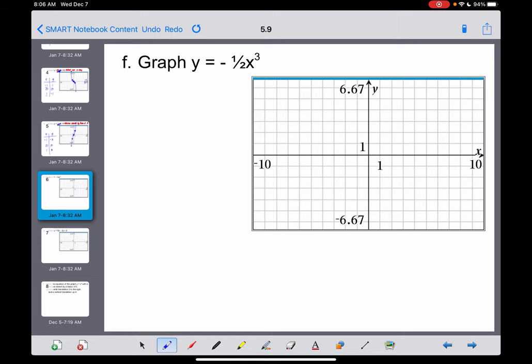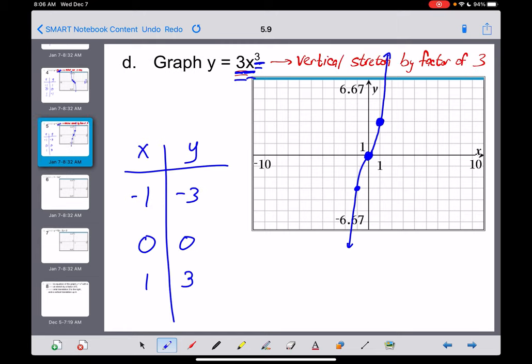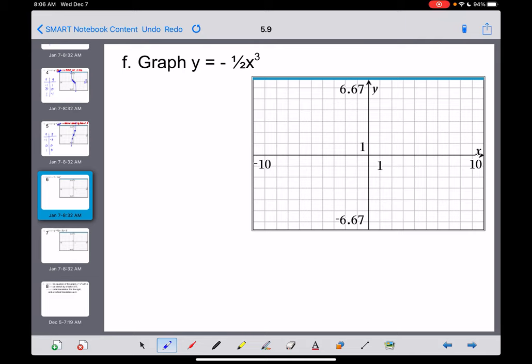Okay, F is very similar to what we just did. Apparently I skipped E. Mr. Fontana is not good with his alphabet, kids. But anyway, here you go.